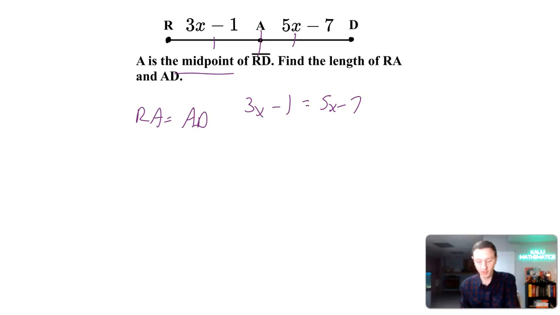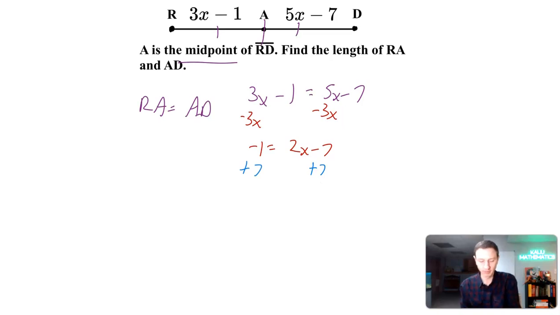Now we just have to solve, so I'm going to subtract 3x from both sides, giving me negative 1 equals 5x minus 3x, which is 2x, minus 7. I'm going to add 7 to both sides. Negative 1 plus 7 is positive 6, equal to 2x. Divide by 2, x equals 3.